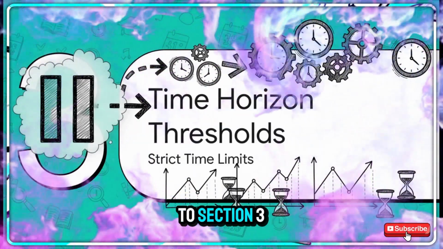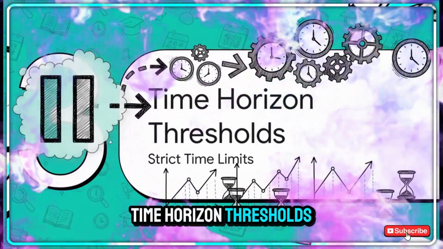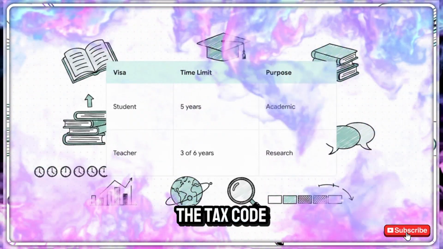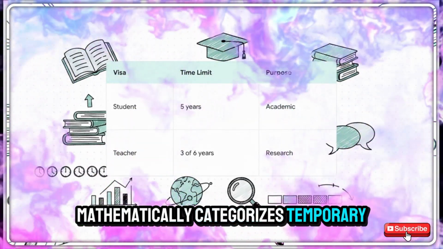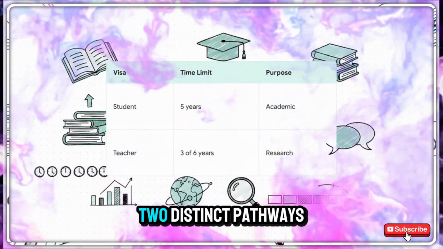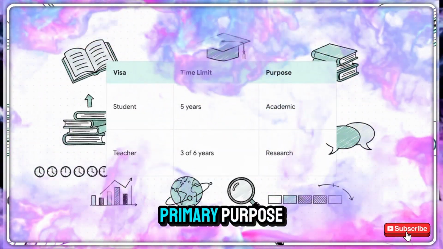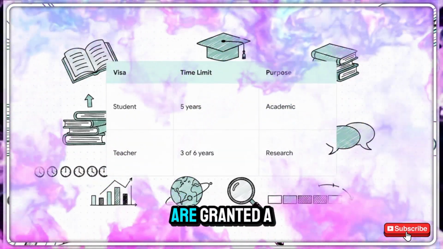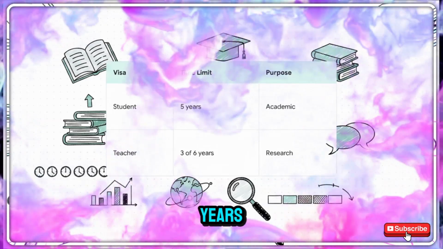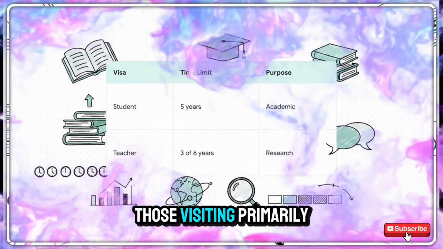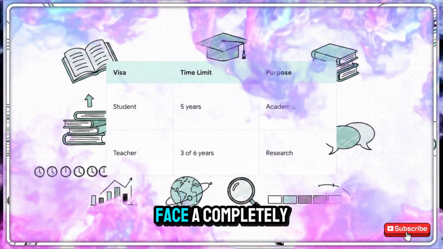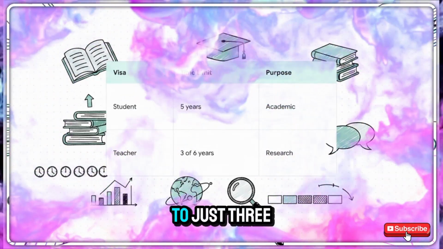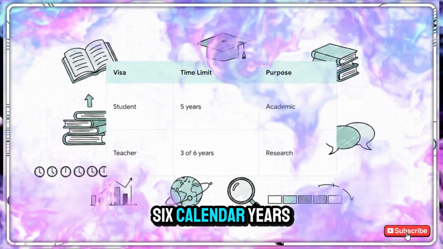That brings us to section 3, time horizon thresholds. According to expert analysis, the tax code mathematically categorizes temporary educational presence into 2 distinct pathways based on your primary purpose. Those holding student visas for academic studies are granted a threshold of up to 5 calendar years. However, those visiting primarily for teaching or research face a completely different, much tighter calculation. They are limited to just 3 of the preceding 6 calendar years.